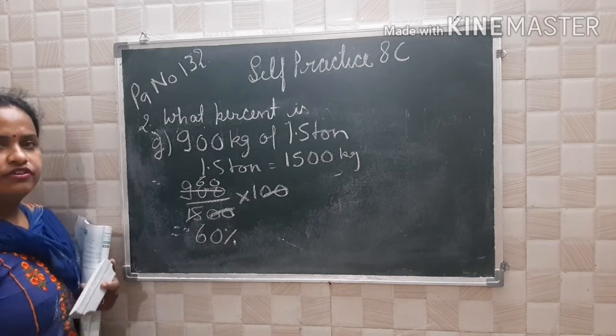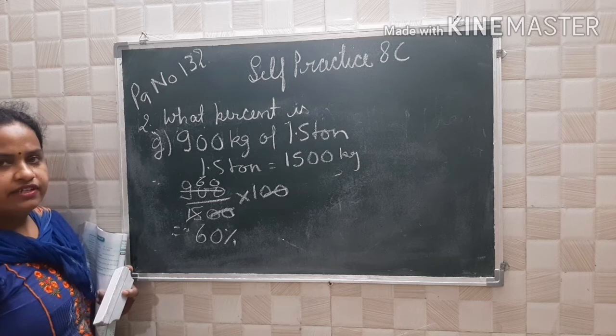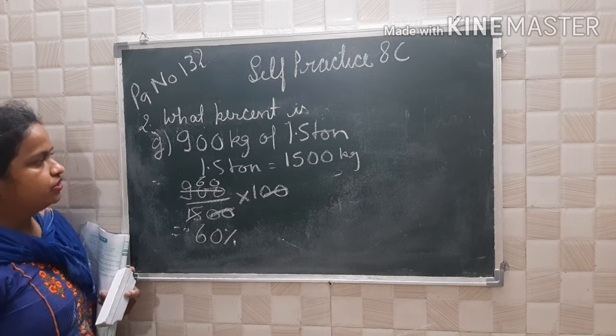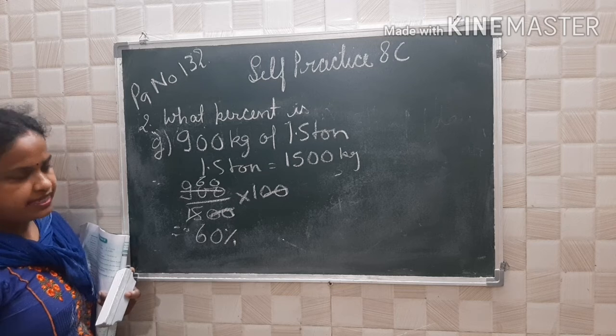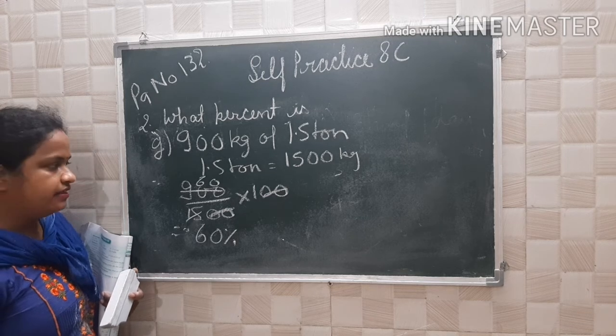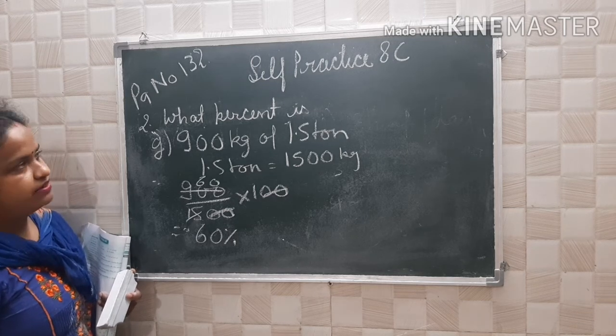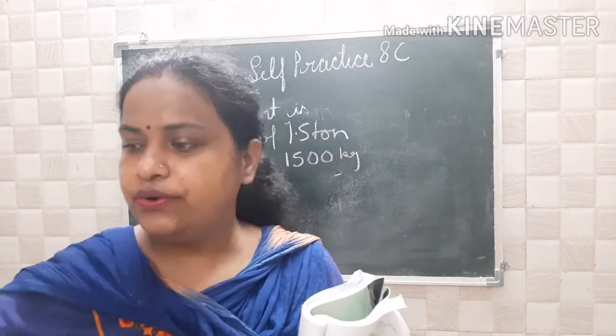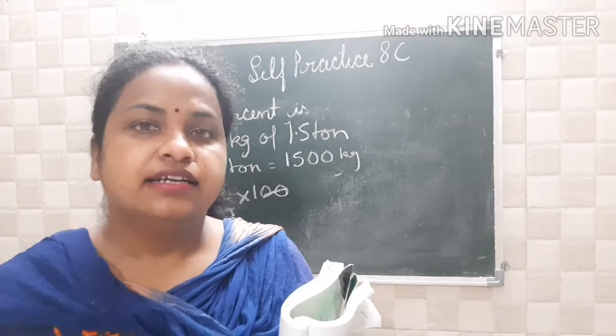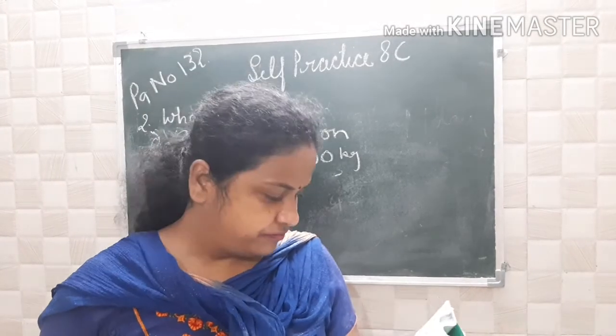900 kg of 1.5 ton means 1.5 ton is equal to 1500 kg. So 900 upon 1500 into 100. So the 0s will be cancelled out. 15 6s are 90. So 60% will be your answer. Till here is it clear to you all?